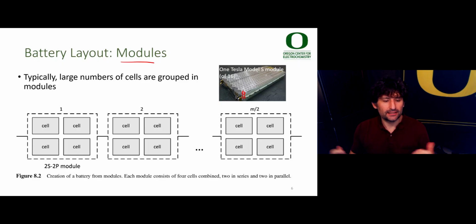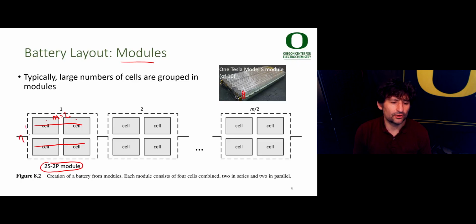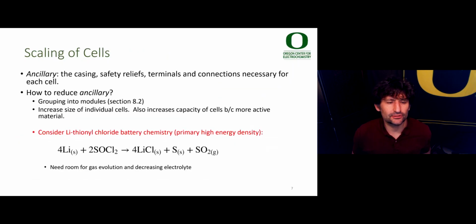You have many. For example, we could make a 2S 2P module that had 2 cells in a string and 2 strings. So M equals 2, N equals 2. And we have 2 or more modules, in this case connected in series, though they could also be in parallel or in some other combination to make our entire battery pack. Let's now talk about the scaling of cells.